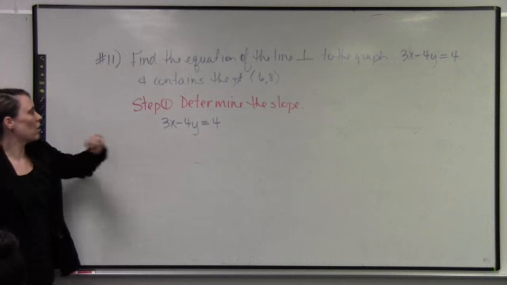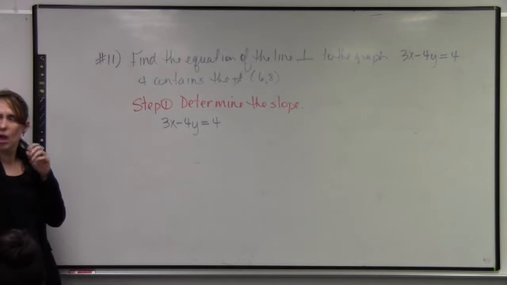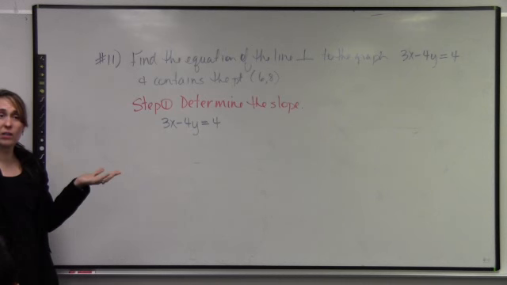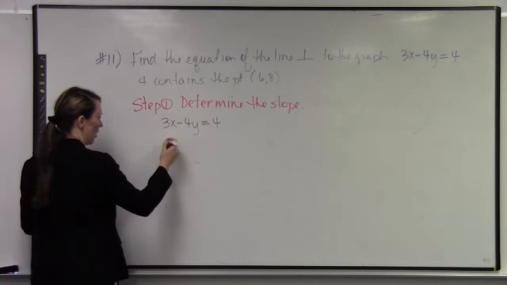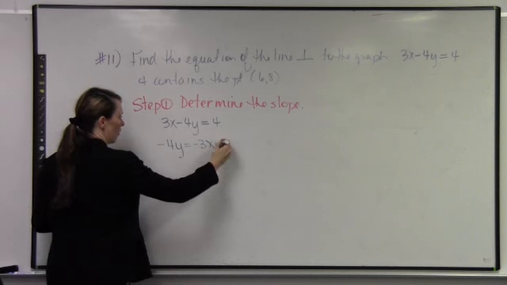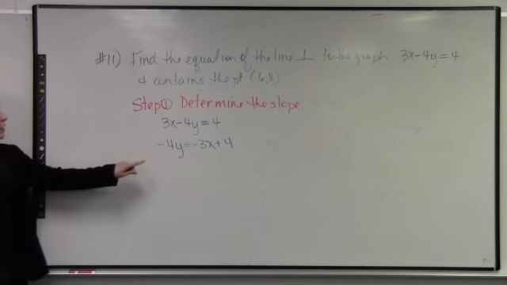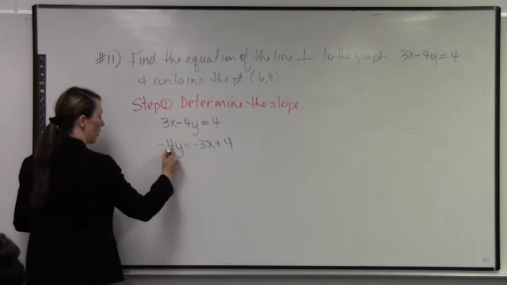How do you determine the slope of 3x minus 4y equal to 4? Put it in slope intercept form, or another way of saying it is just solve for y. So I need to move the 3x to the other side, so we're going to subtract it. Once again, I'm just trying to solve for y. So how are we going to get rid of the negative 4? We're going to divide by negative 4.